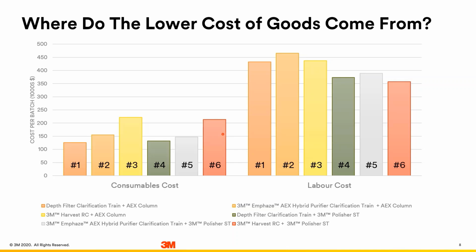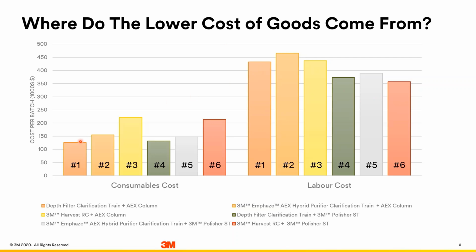If we look at the labor costs, we can see a general downward trend in labor costs, and that again makes sense. The technology is doing more, and therefore the people running the process need to do less, and so we can see a reduction in the overall labor costs.